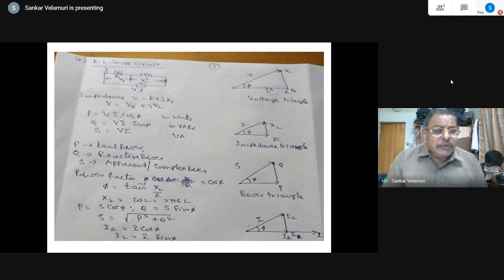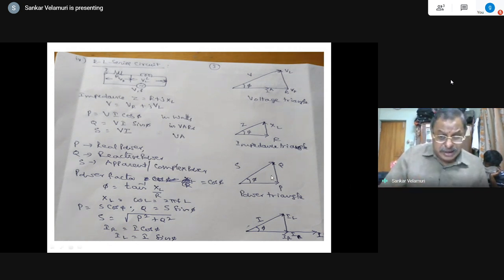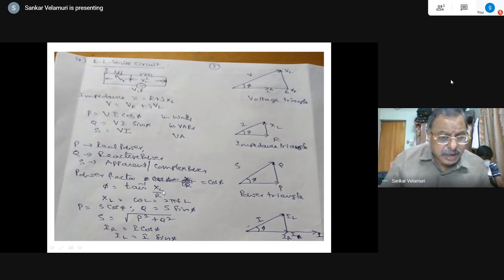VI cos phi, where phi is the phase angle difference between the voltage and the current. Similarly, VI sin phi is the reactive power, with the unit volt amperes reactive. And S is the complex power, also called apparent power, in volt amperes. So this is the power triangle, this is the impedance triangle, and this is the complex power. S into cos phi is real power in watts, S into sin phi is reactive power. The power factor is cos phi, where phi is equal to tan inverse of XL by R, and XL is equal to omega L. So phi is tan inverse of omega L by R.